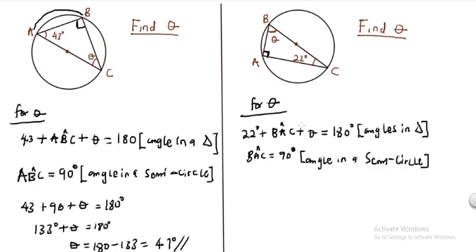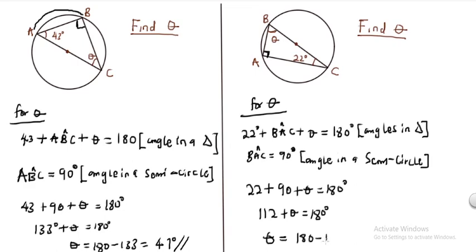So if you plug this in, you have 22 plus 90 plus theta is equal to 180 degrees. 22 plus 90 is 112 plus theta is equal to 180 degrees. Now theta here is simply equal to 180 minus 112 degrees, which is 68 degrees. So the value of theta here is 64. So that's it for angle in a semicircle.